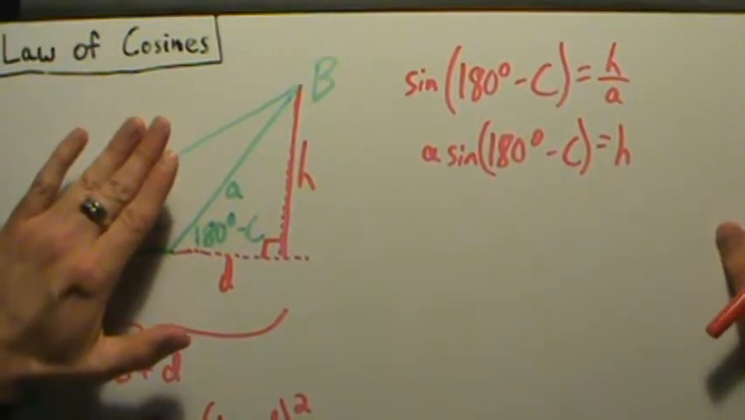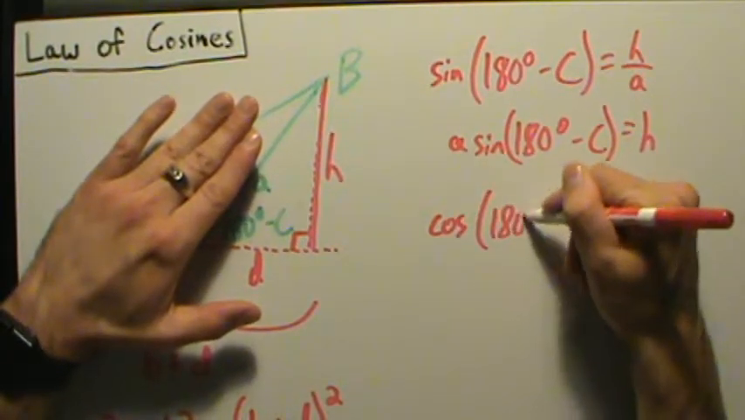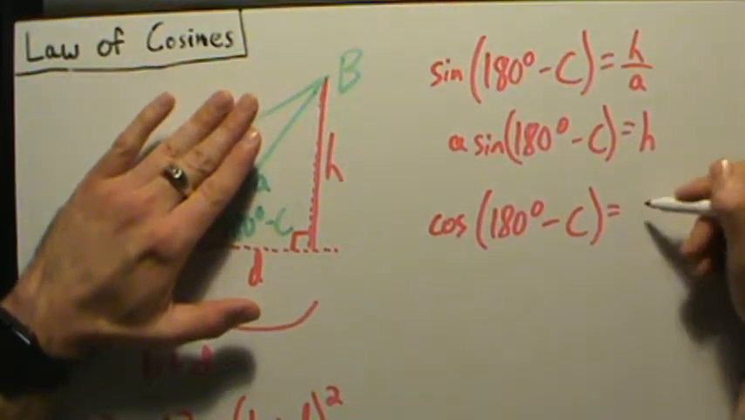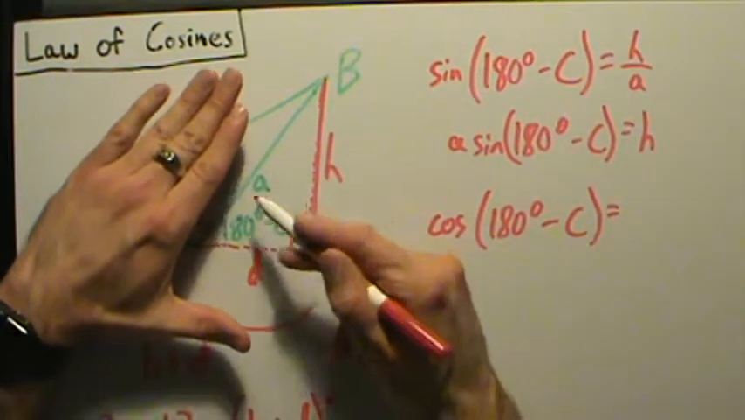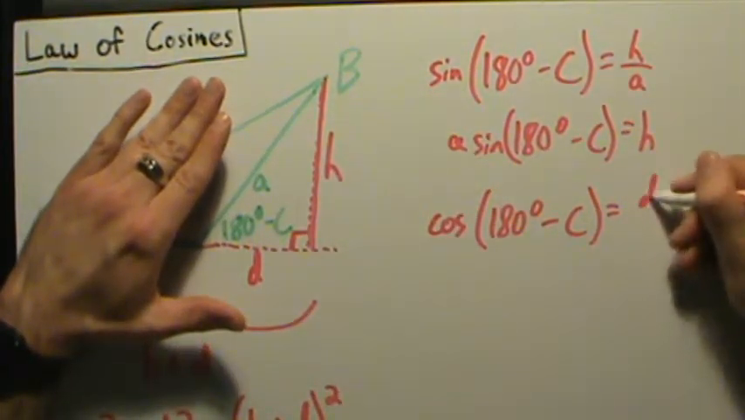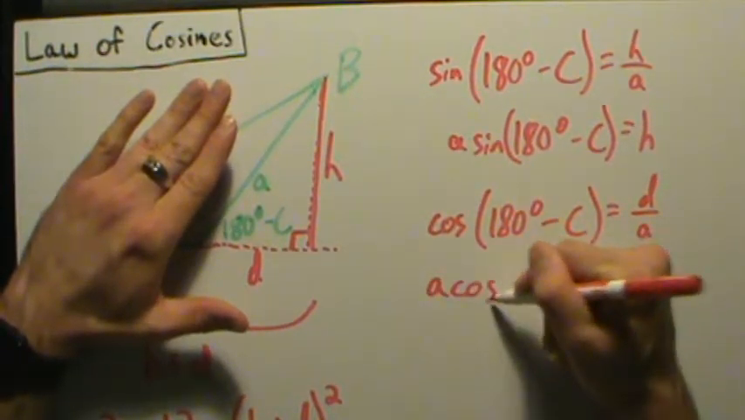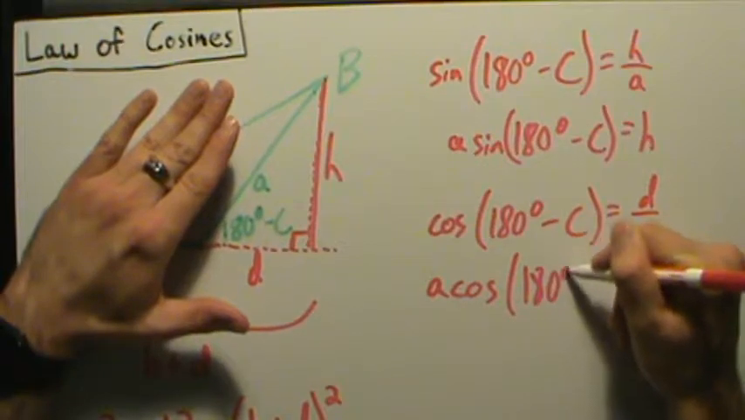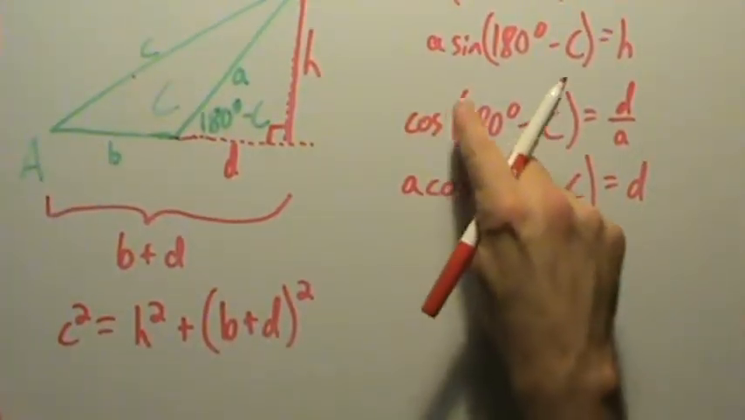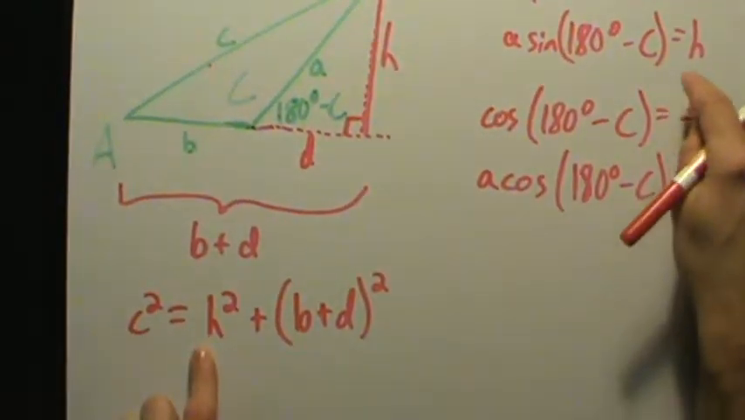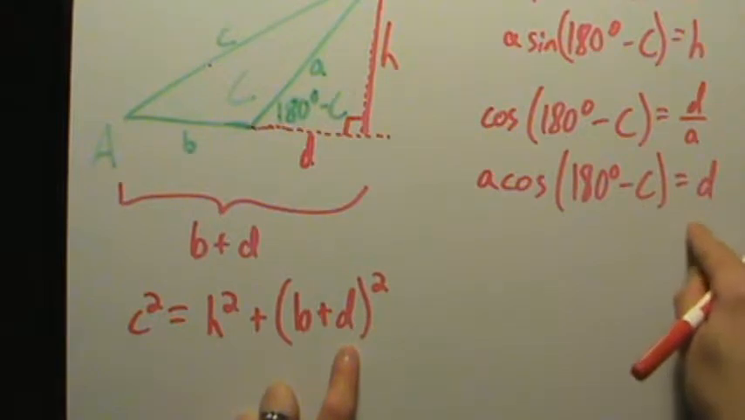Now also, let's look at the cosine. So the cosine of 180 degrees minus C equals what? The cosine of that is adjacent over hypotenuse, which is d over a. Multiply both sides by a, and we get a cosine of 180 degrees minus c equals d. So here, h is this mess here, and d is this mess here.